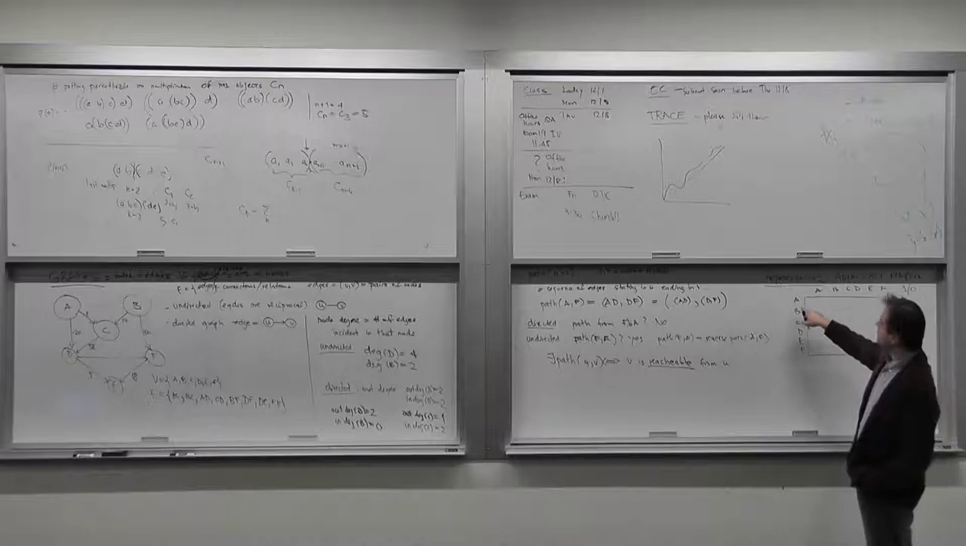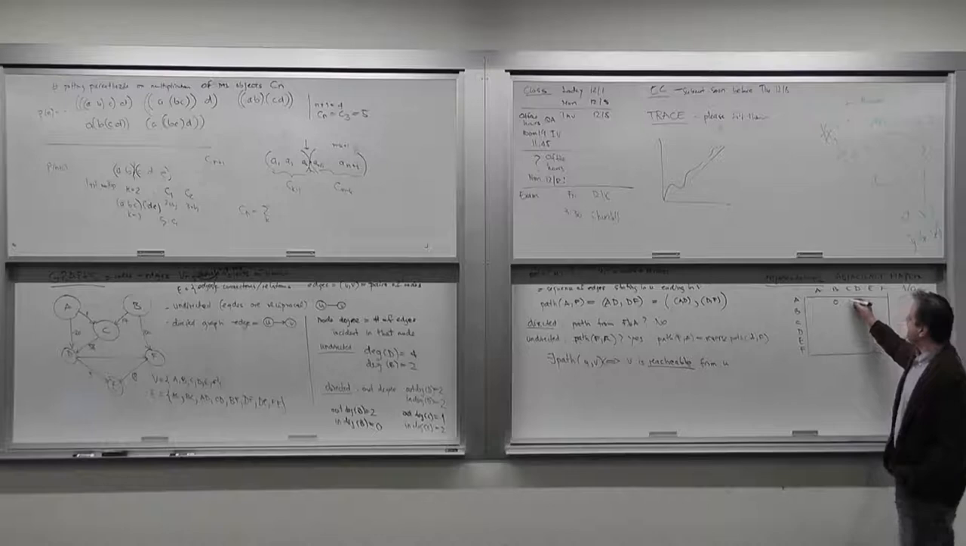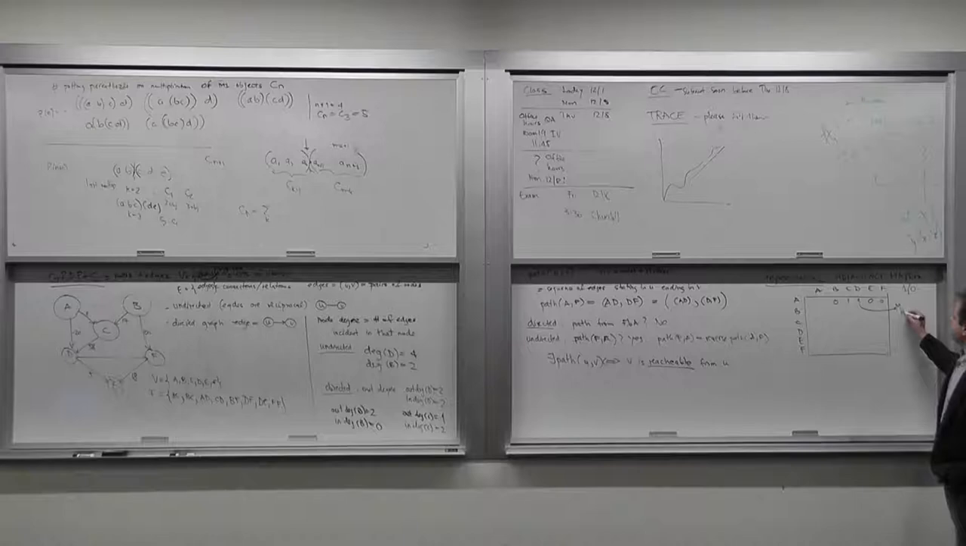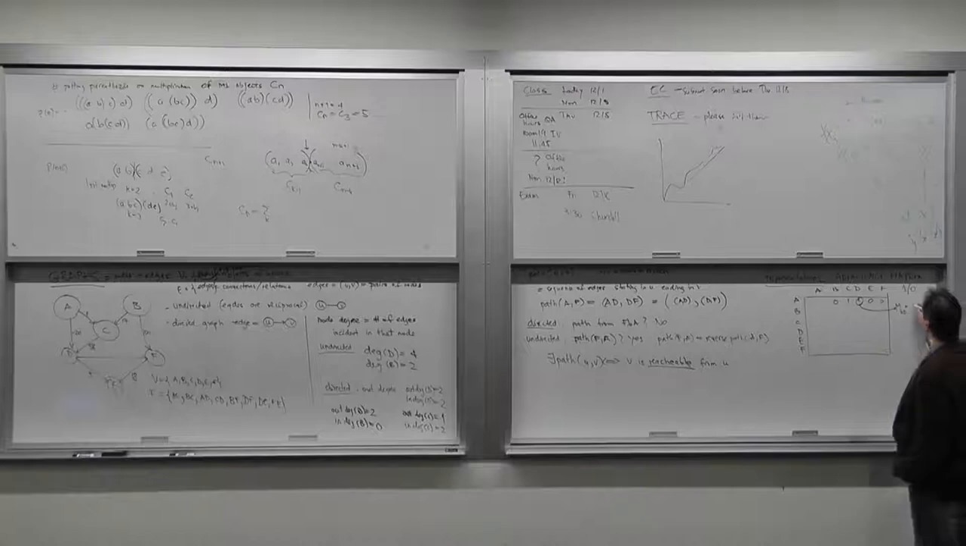Do I have an edge from A to B? No. That's a zero. How about A to C? Yes. How about A to D? Yes. A to E? No. How about A to F? No. So every cell in this matrix, this is the edge from A to D. This value here is A, D. In matrices, we typically write the row index first and then the column. This M[A][D] is 1 if there is an edge AD, 0 if not.